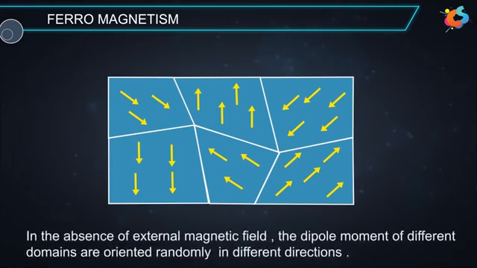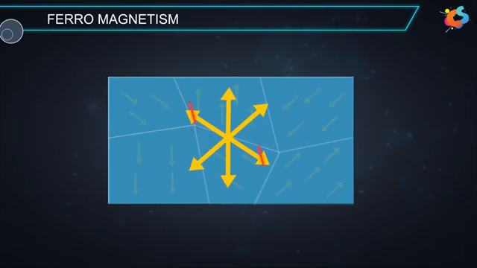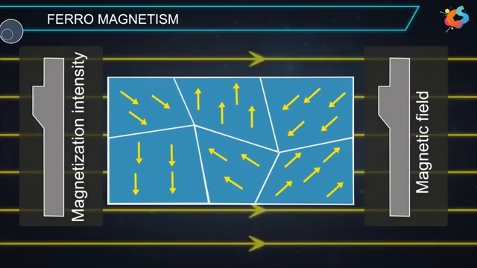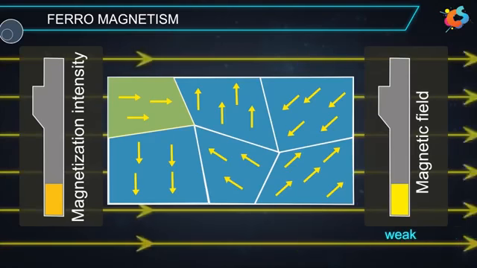In the absence of an external magnetic field, the dipole moments of different domains are oriented randomly in different directions. The dipole moment of one domain cancels the dipole moment of other domains, so that the net magnetic moment of the entire material is 0. In the presence of an external magnetic field, the domains start to align in the direction of the applied field. The magnetization intensity becomes non-zero. Currently, since the external magnetic field is weak, only one domain has aligned with the external magnetic field.